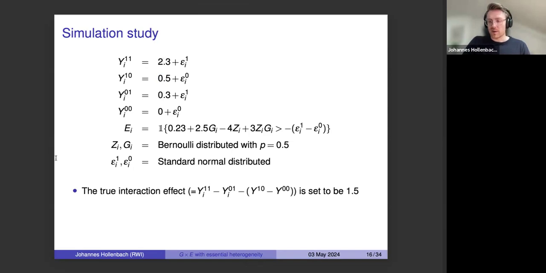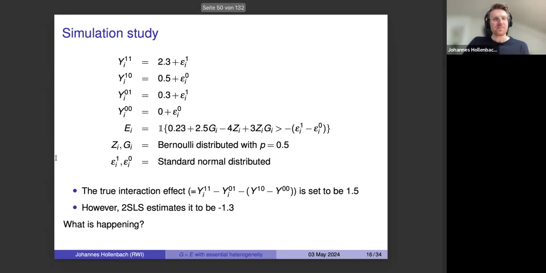Now, the interesting part is when you use two-stage least squares, because we've set up everything. We have an instrument, we have E, we have G, we have Y. If you use two-stage least squares to estimate the interaction effect, you will end up with minus 1.3. So minus 1.3 is not plus 1.5. So what's happening here?